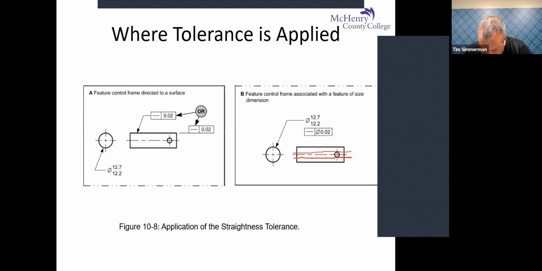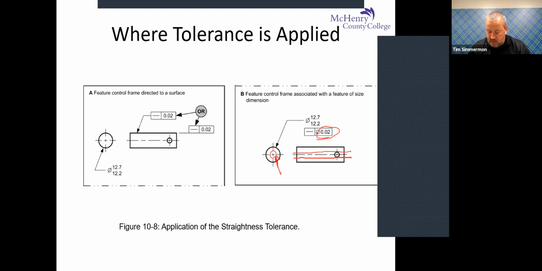Our tolerance zone is this circle right there. And the diameter of that circle is equal to 0.02 inches. And one of the big things that ends up happening is the difference between the left tolerance zone and the right tolerance zone. Our left tolerance zone is really a two-dimensional tolerance zone. Our tolerance zone on the right side is now a three-dimensional tolerance zone.